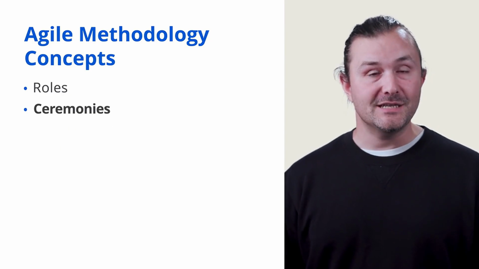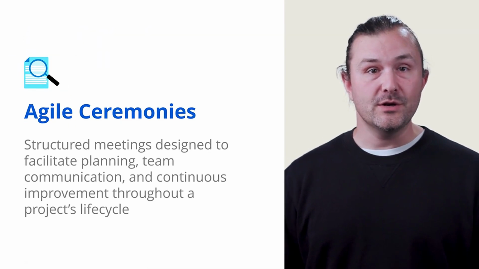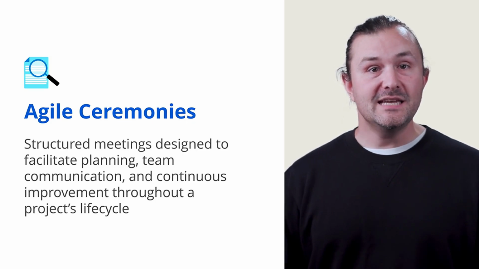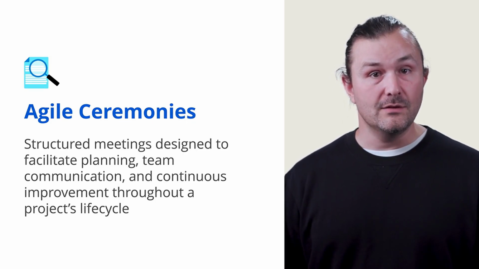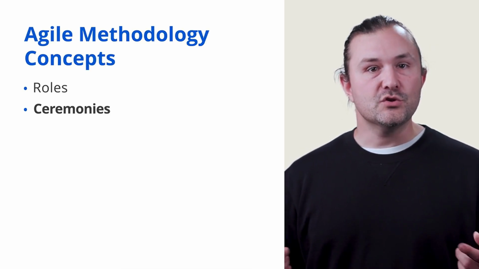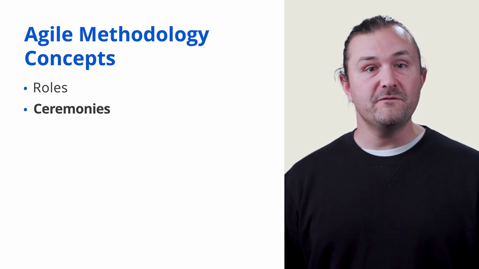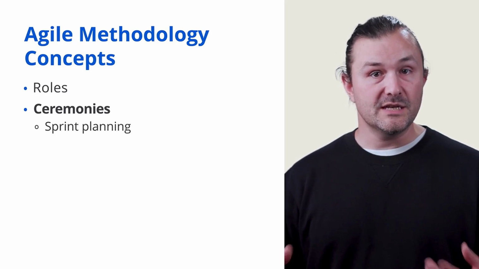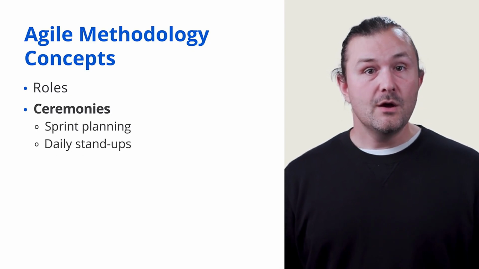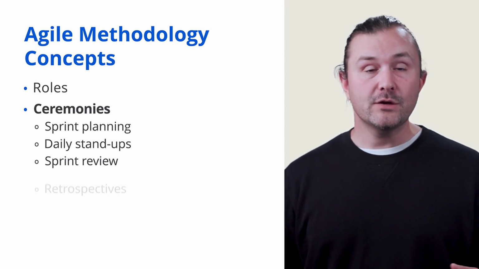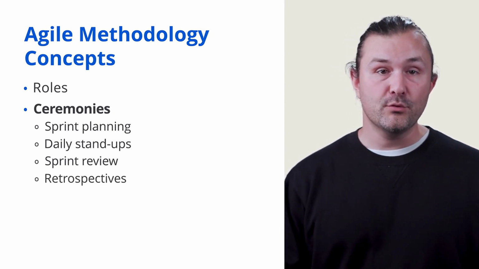Next, let's explore Agile ceremonies. Agile ceremonies are structured meetings designed to facilitate planning, team communications, and continuous improvement throughout a project's lifecycle. These are structured meetings that help maintain the flow and efficiency of the development process. These include sprint planning, where the team sets goals, daily stand-ups, which keep everyone on track, sprint reviews, where progress is assessed, and retrospectives, where the team reflects on improvements.